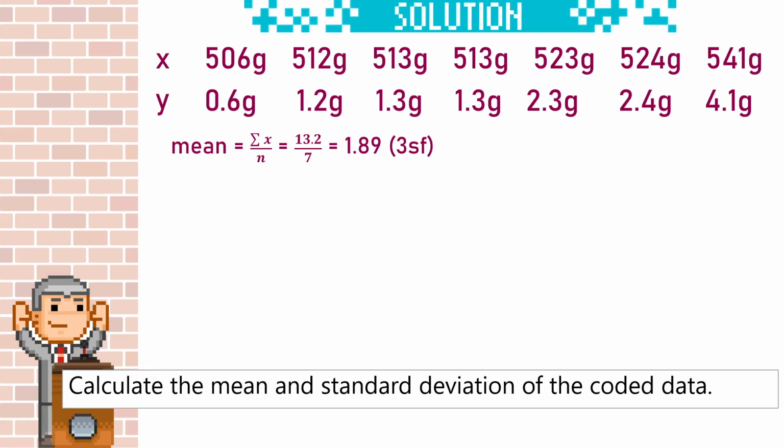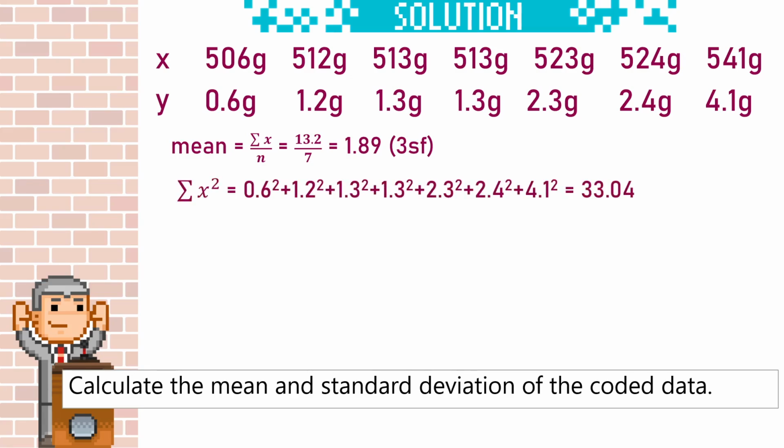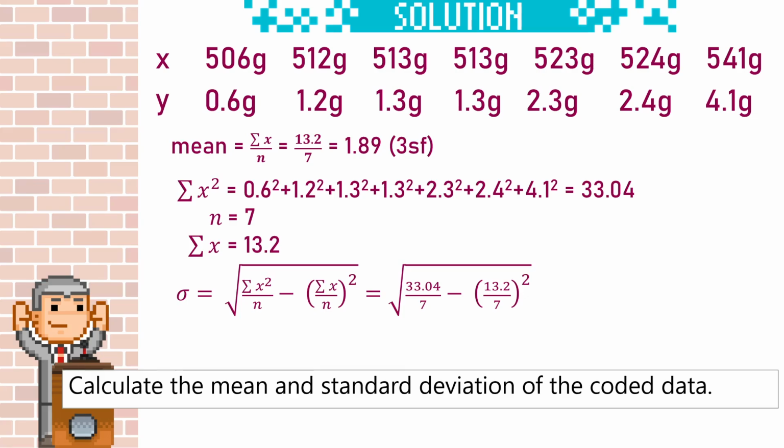To find the standard deviation, it's a little bit longer. We've got to find the sum of the x squareds. We've got to find n, which is 7, because there's 7 pieces of data. And we've got to find the sum of the x's by adding them all together. Then we can use our formula. Now remember, we're working out standard deviation here, so the formula will be the square root of it. And so we're going to substitute it all into the formula, and we'll get 1.08 to 3 significant figures.